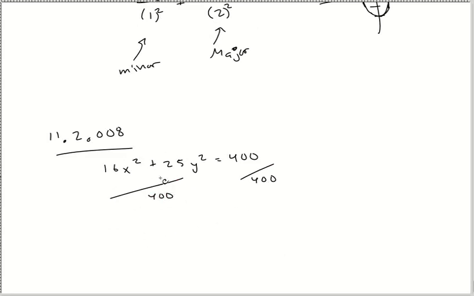Now, I'm going to divide these out. 16 over 400 is actually a 25, and 25 divided by 400 is a 16. It's not always like this, but I found that it's often swapped, I guess you could say.